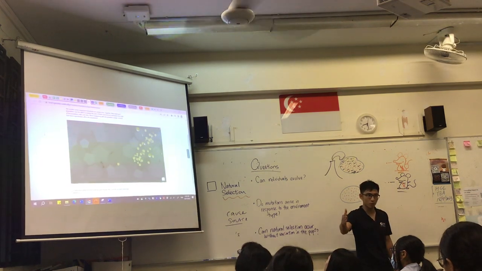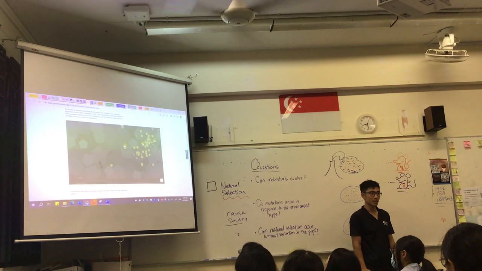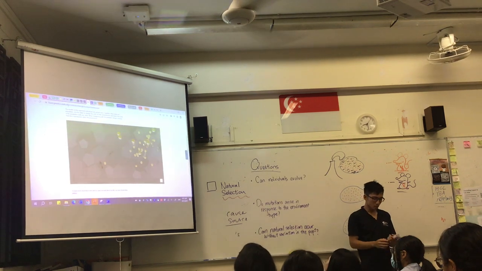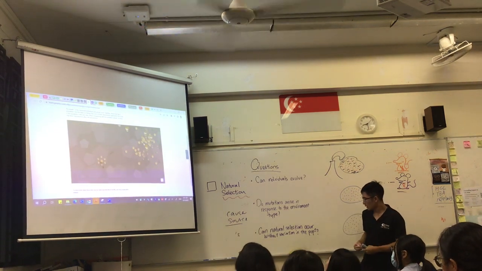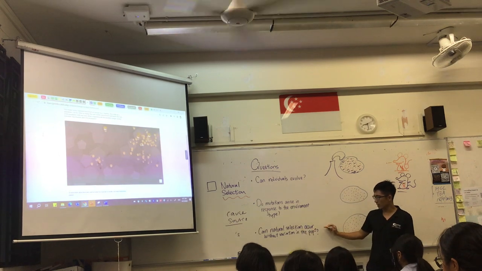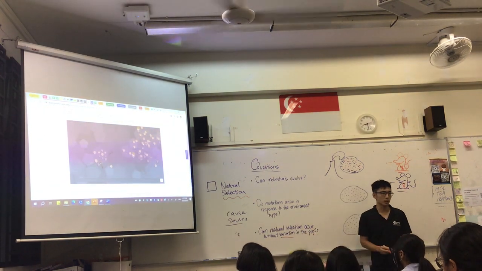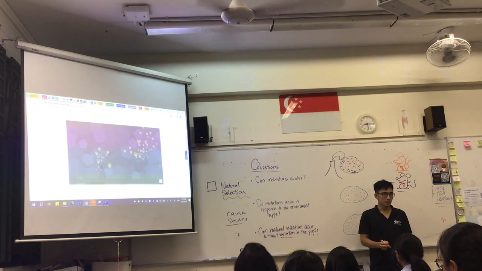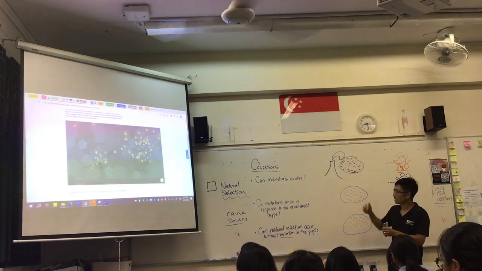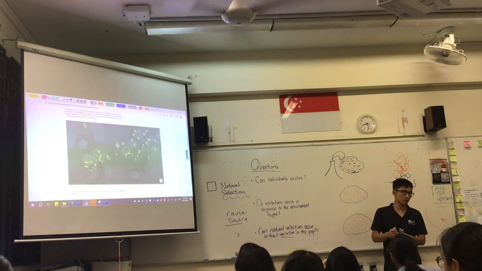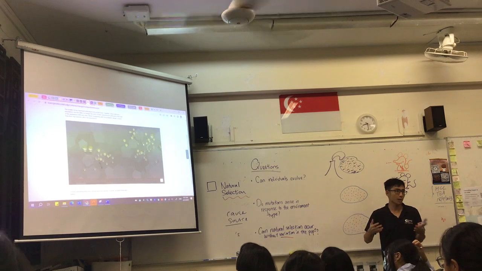So when I swapped it over to black colored lava, nothing really happened. But it just goes to show one thing. Can natural selection occur without variation in the population? Meaning to say, if you look at the population of mice, if we don't observe any variation, will there be natural selection?